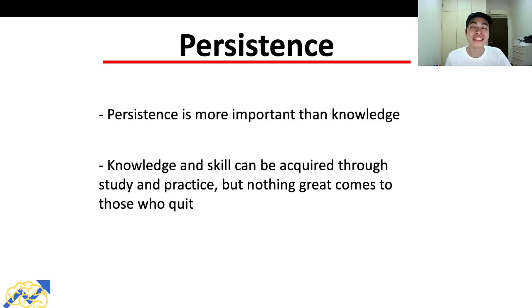And for persistence, this is what Mark Minervini has to say. Persistence is more important than knowledge itself. Because knowledge and skill can be acquired through study and practice, but nothing great comes to those who quit. In fact, for Mark Minervini, in his early years of trading, he went a couple of years being unprofitable in the stock market. However, he had the commitment and persistence to stick with it, and has since become one of the most successful traders in the stock market.